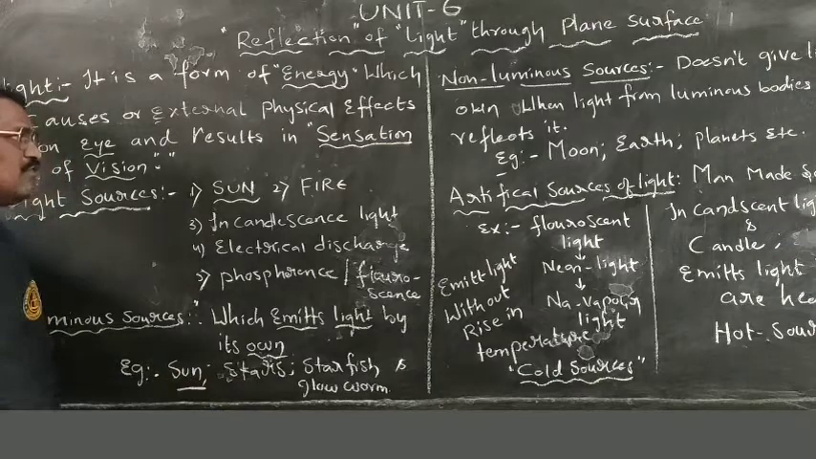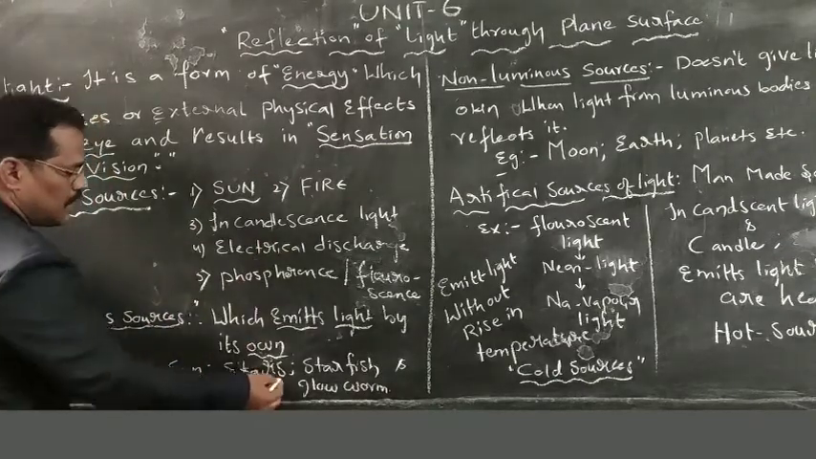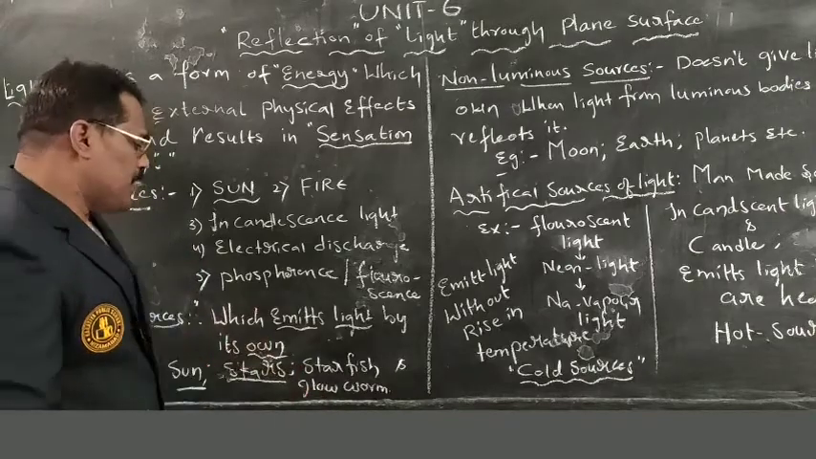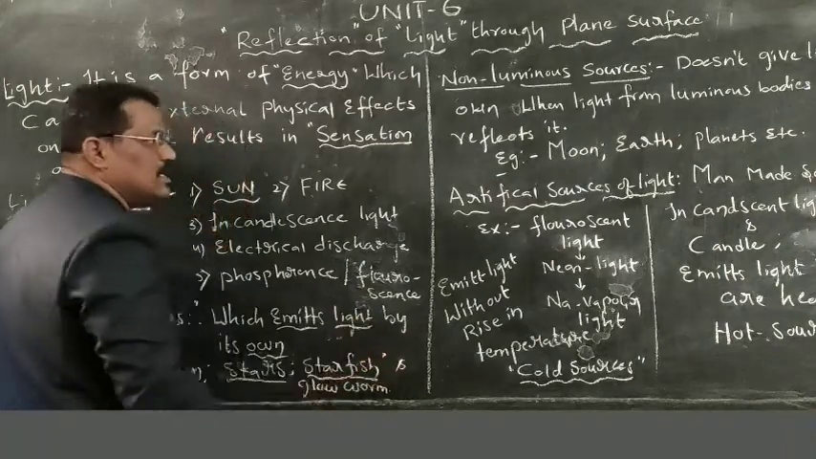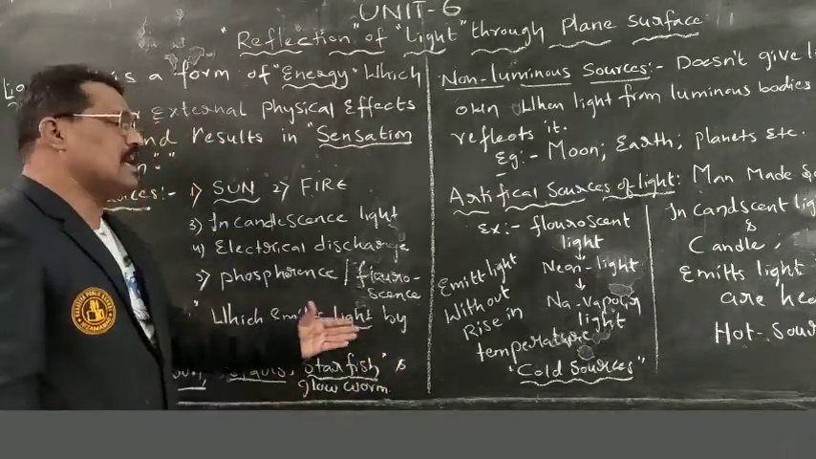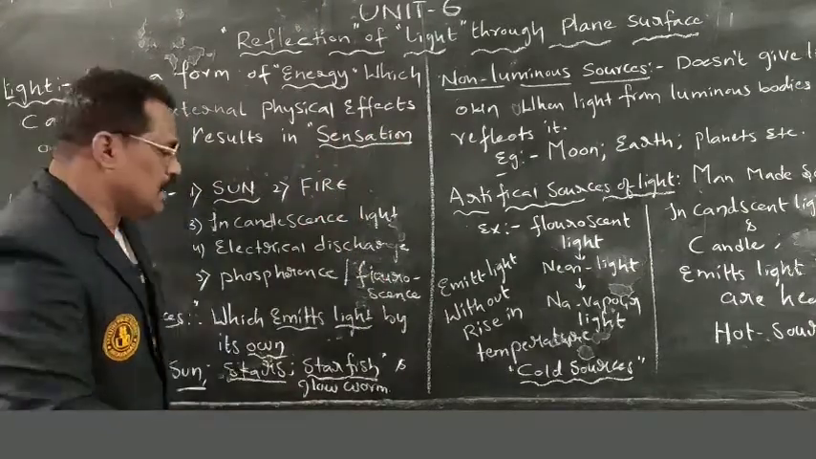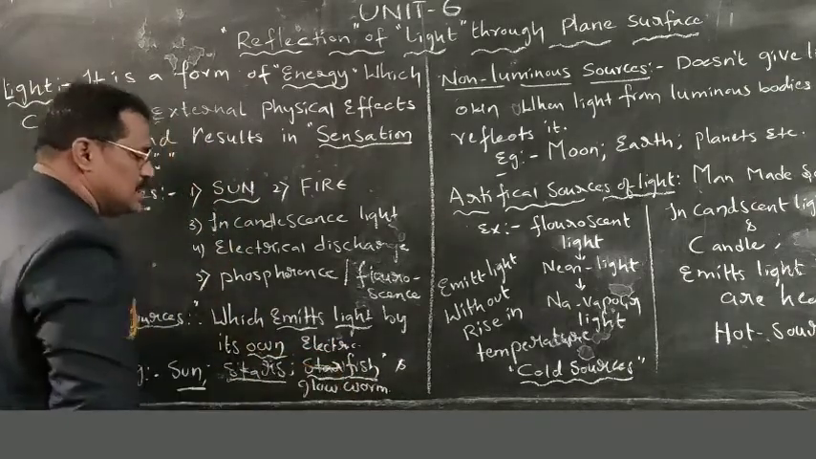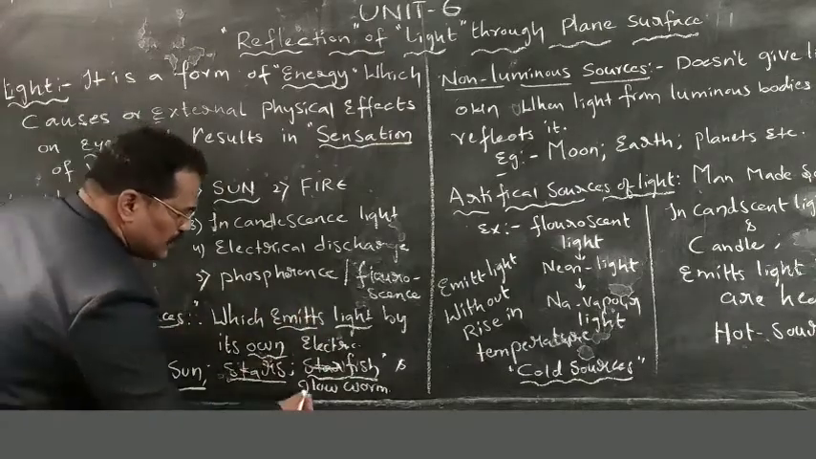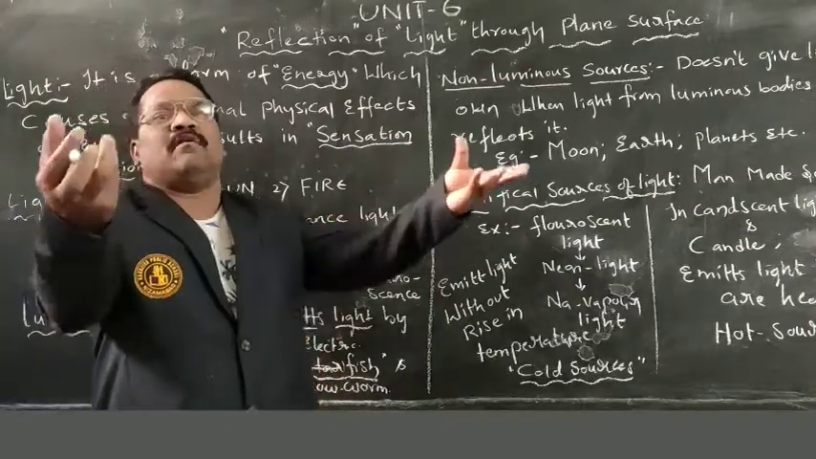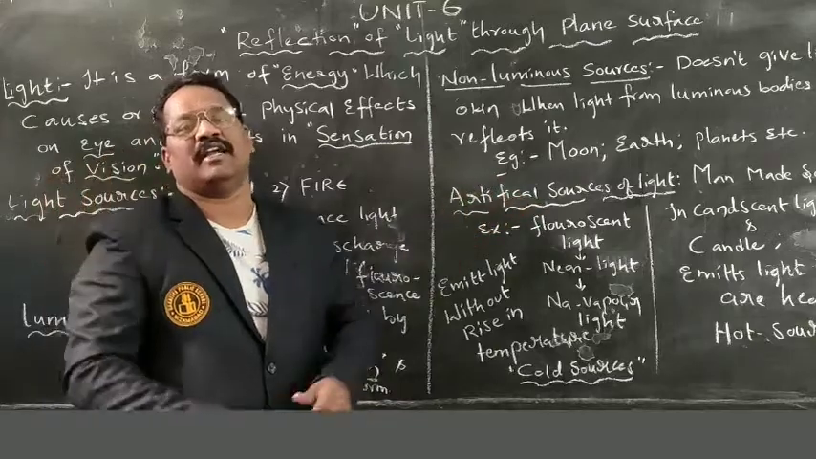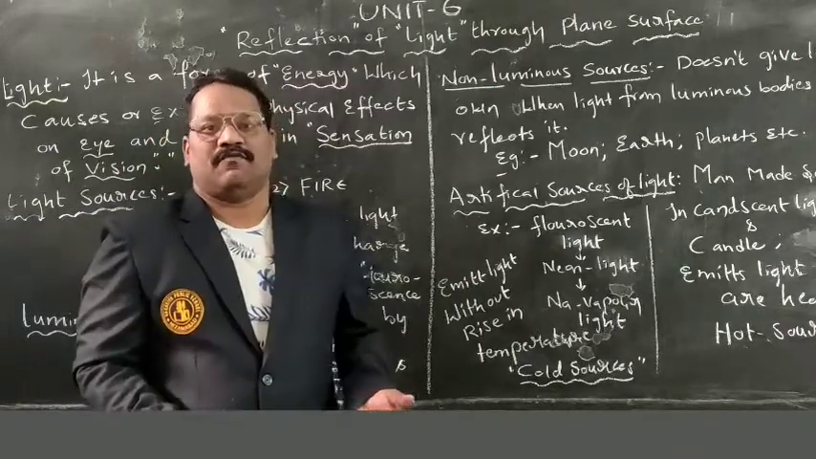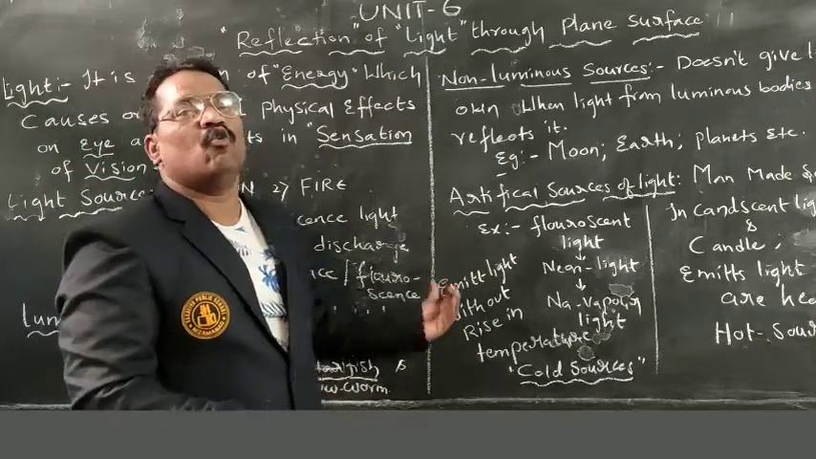Examples: the Sun is a luminous source which emits light by itself. Next, stars, the twinkling of stars in the sky, are also a best example of luminous sources. Not only stars, some species in the water, especially starfish, emit light by themselves. Electric fish also emit light by themselves. Next, the glowworm, and some insects also emit light by themselves. These are called luminous sources or luminous bodies.